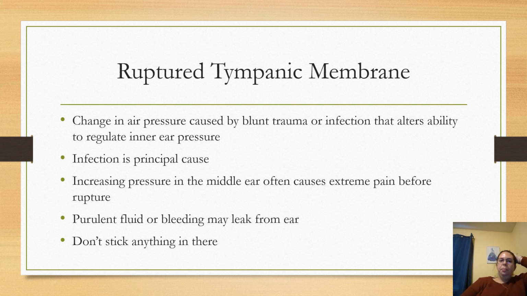A ruptured tympanic membrane is a change in air pressure either caused by blunt trauma or infection. If that fluid just builds up, it can eventually pop. And people will often say, yeah, my ear hurt so bad, and then I heard this pop and I had this weird drainage, but it doesn't hurt anymore. And so they think that they're all better when really they ruptured their membrane because of the extent of infection or from the trauma itself.